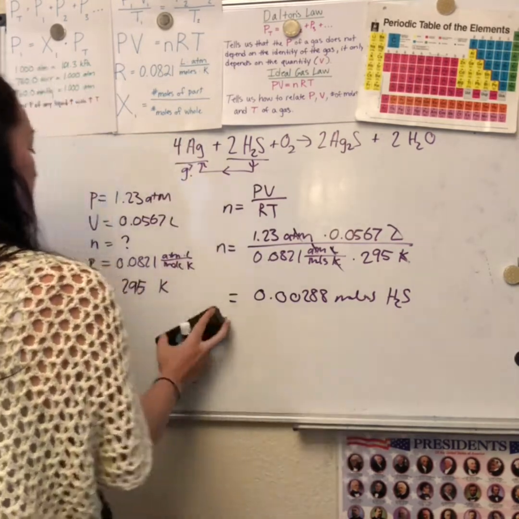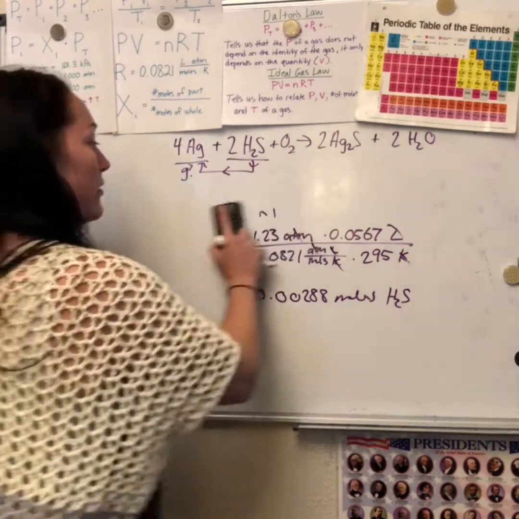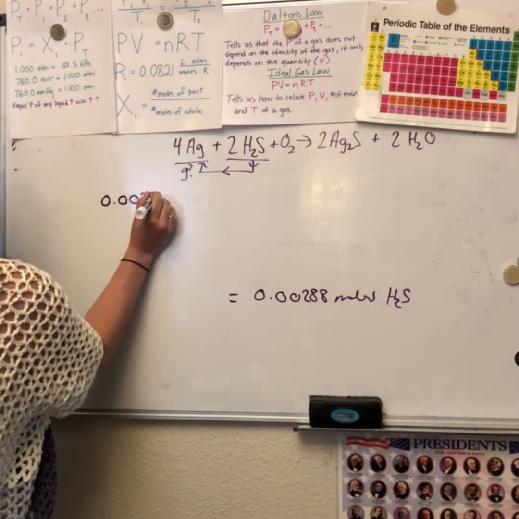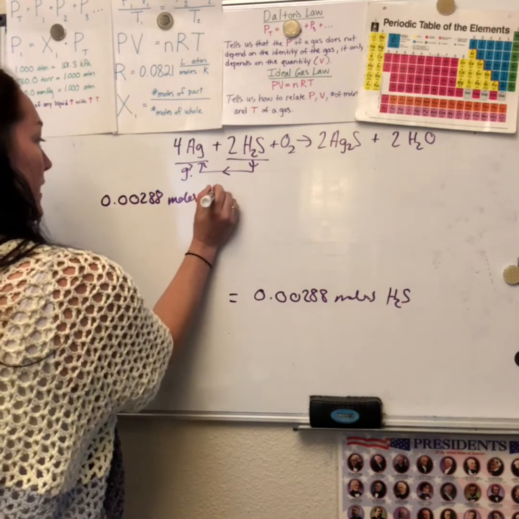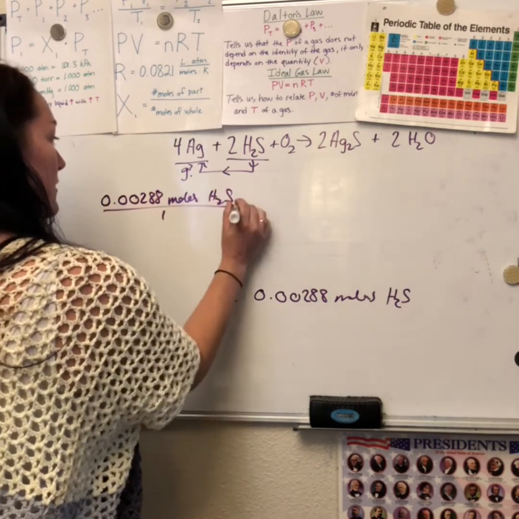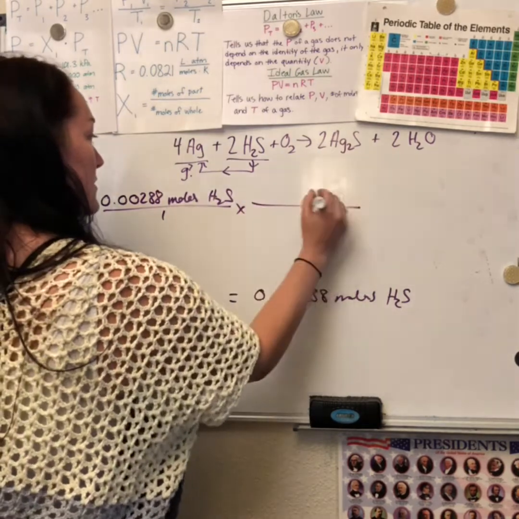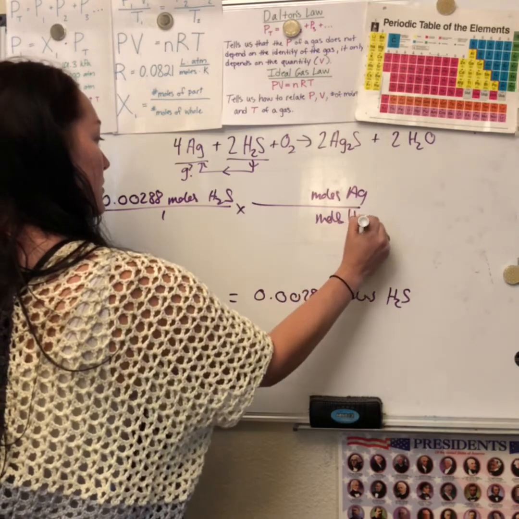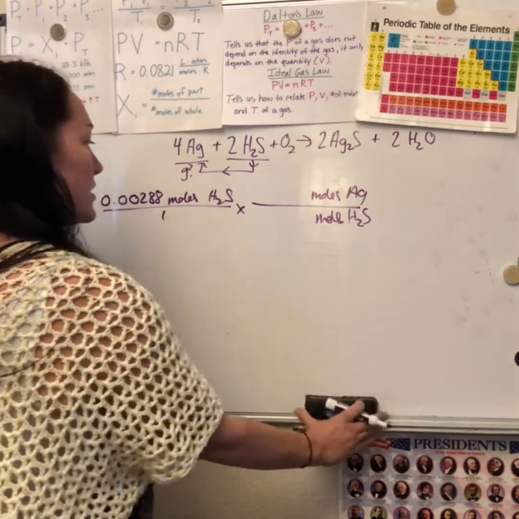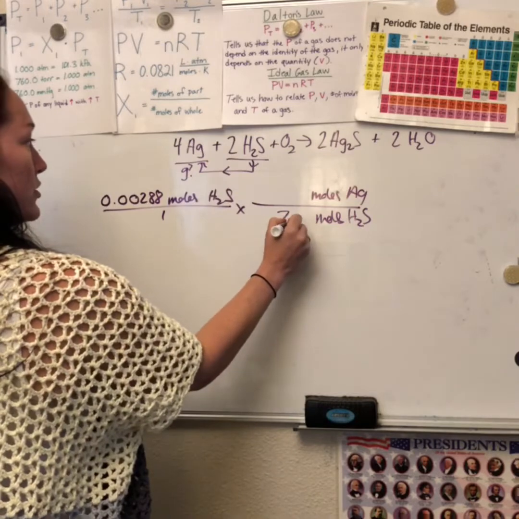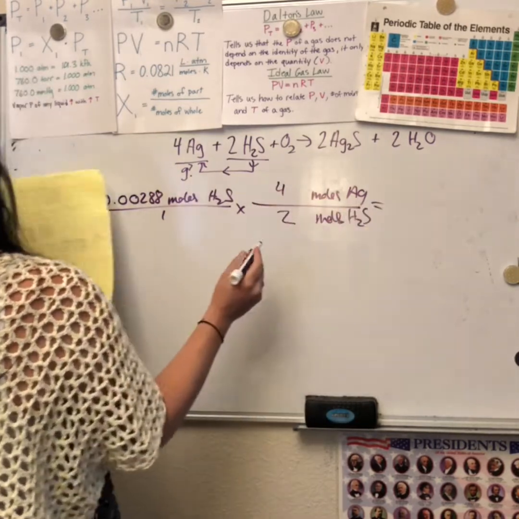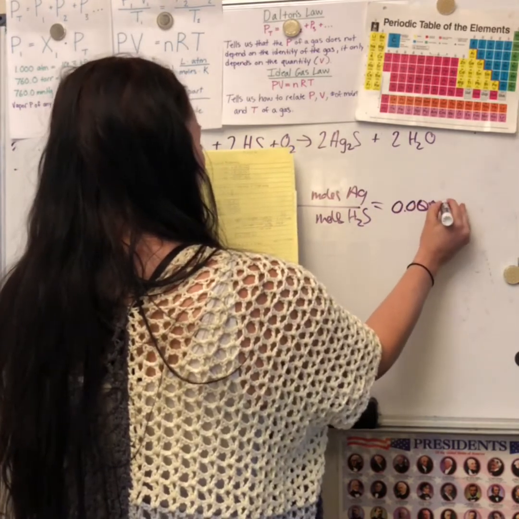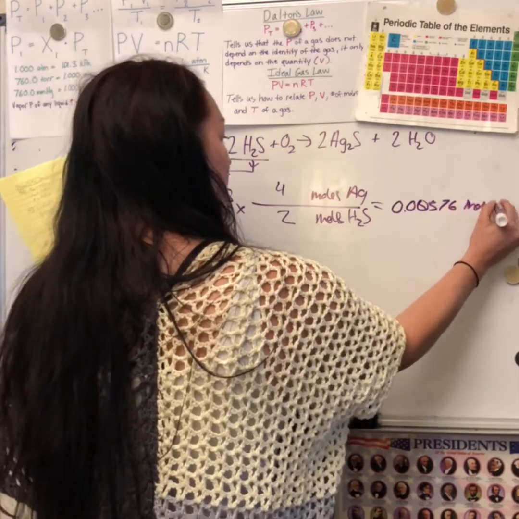So the rest of this is just going to be stoichiometry like we already know. So I'm going to erase this. I'm starting with 0.00288 moles of H2S. I need to get to moles of Ag. Okay, H2S. So I'm going to use my coefficients, a 2 and a 4. And if I plug that in, I get 0.00576. And that's moles of Ag.